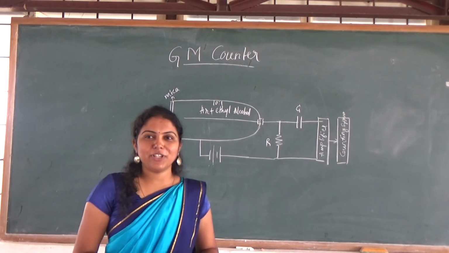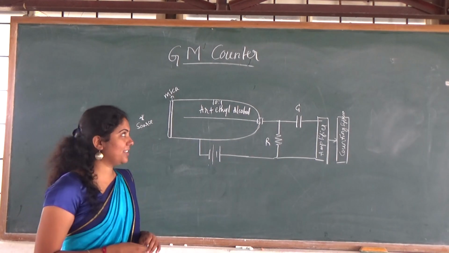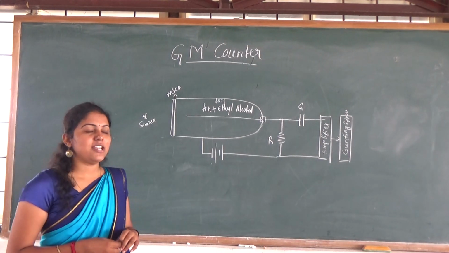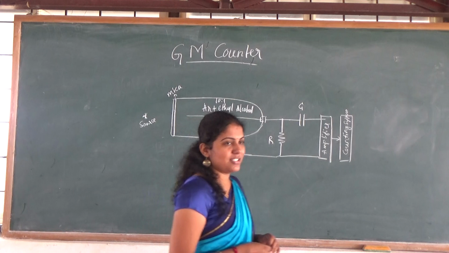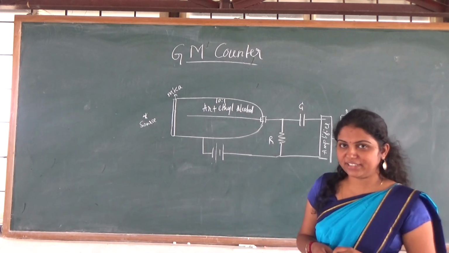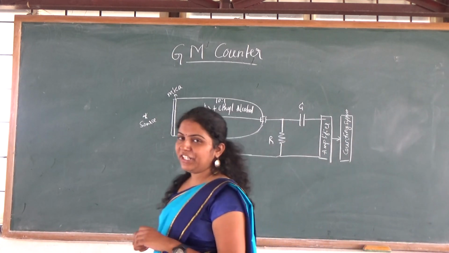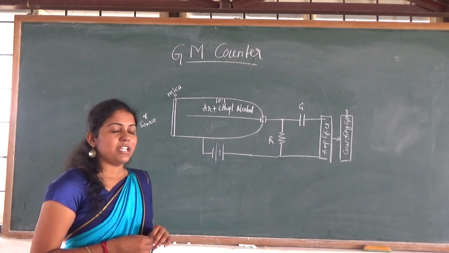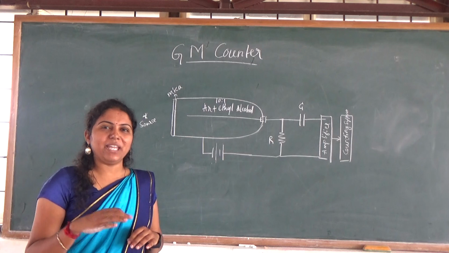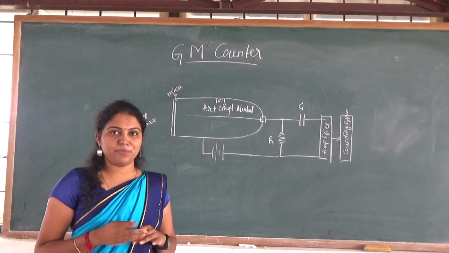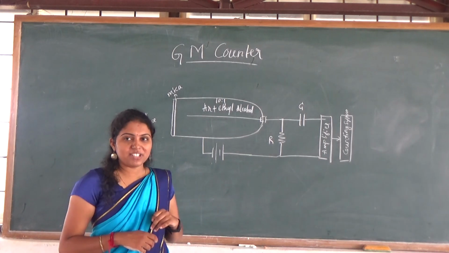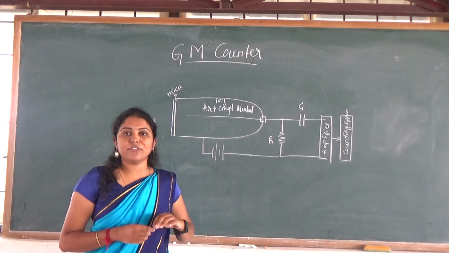Hi dear students, today we are going to discuss the topic of a nuclear radiation detector, that is nothing but a GM counter. There are many nuclear radiation detectors: scintillation counter, GM counter, emulsion counter and so on, based on many principles like ionization, fluorescence, etc. Today we are going to discuss the construction and working of the GM counter.